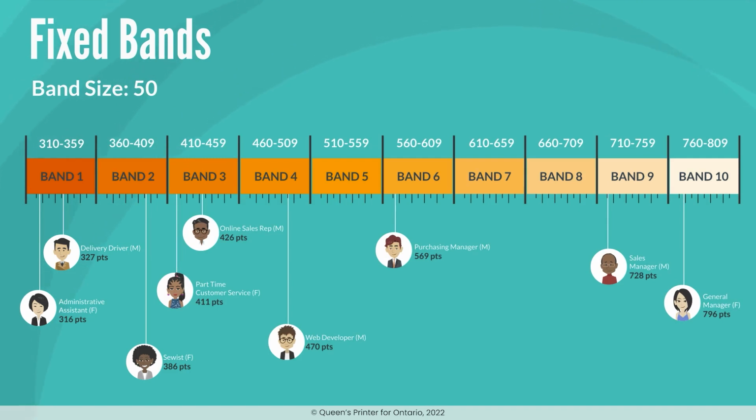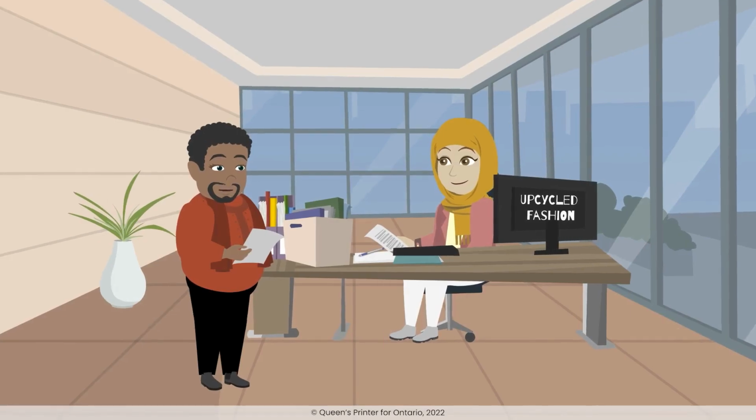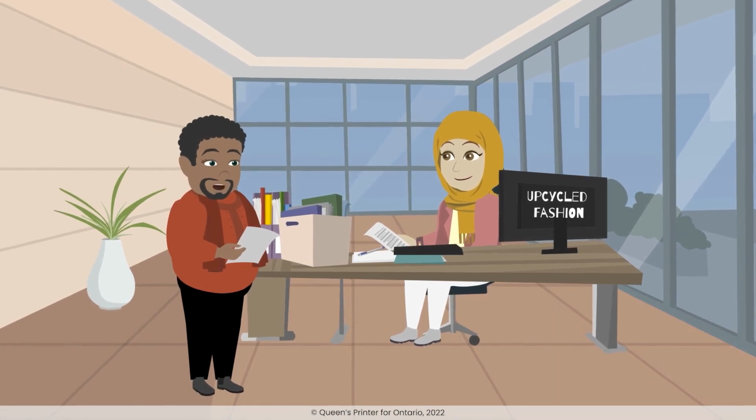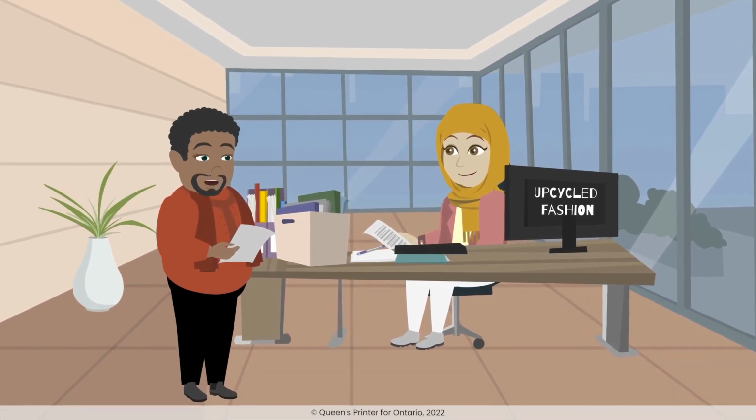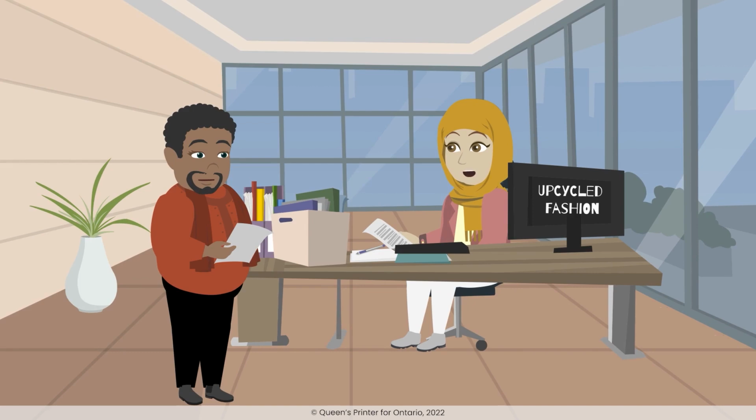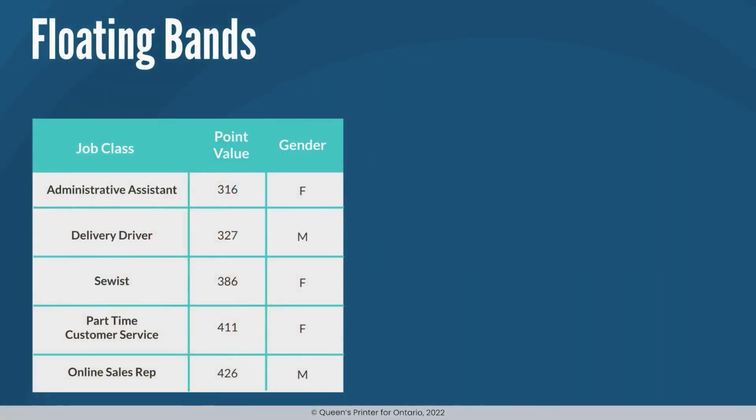Why are we adding 49 points instead of 50? Because we include the initial point value in the 50-point range. So far, that makes sense to me. But what's the difference between fixed and floating bands? Fixed bands remain static, and we fit our job classes into the bands by fitting each class's point value into a band. Floating bands are almost the opposite.